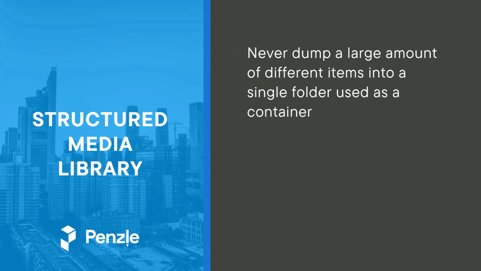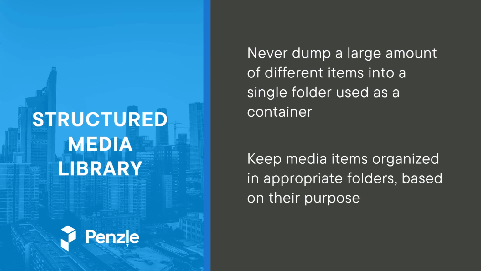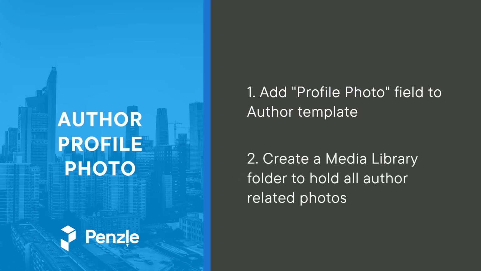Never dump all of your media into the root folder and make that the starting location. Always be mindful of your work and think about how to structure and organize your data, not just input and be done with it. For the blog articles, we definitely want authors to have profile photos, so this is our starting point. Once we extend the author template to have a profile photo field, we will point its start node to a media folder containing all of the author photos so we can pick from there.